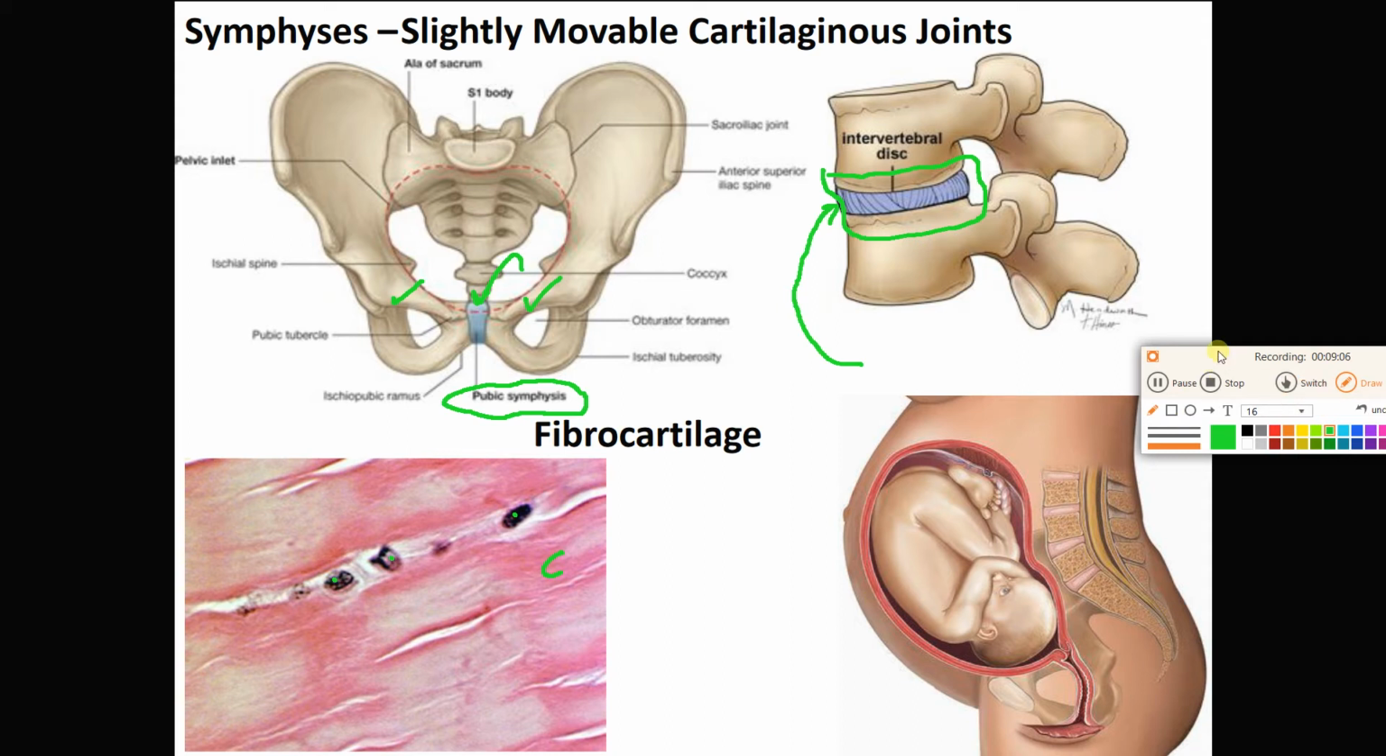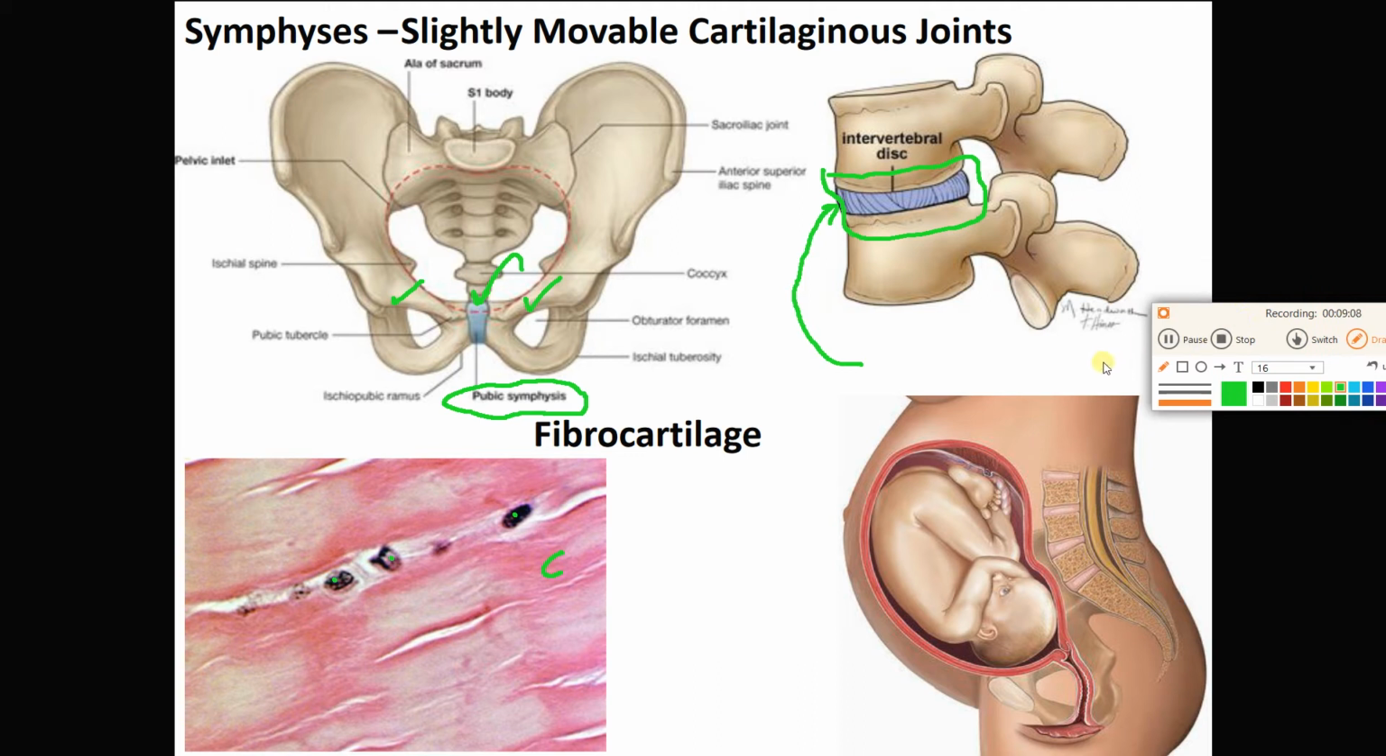Haha, we'll see. Okay, these are slightly movable joints. I mean, you don't have a great deal of movement between the bodies of your vertebrae, but you have some. You don't have a great deal of movement between your pubic symphysis, but you have some. Especially in pregnancy, you get some movement there, which is good.